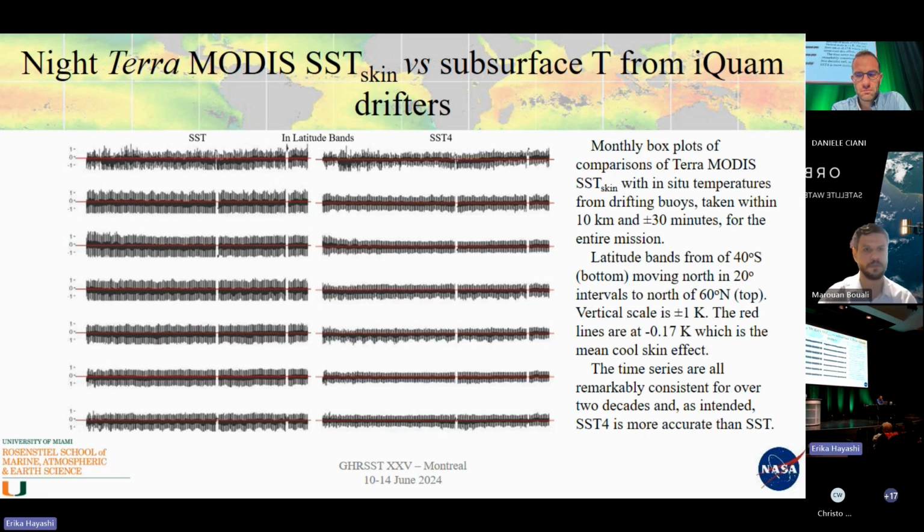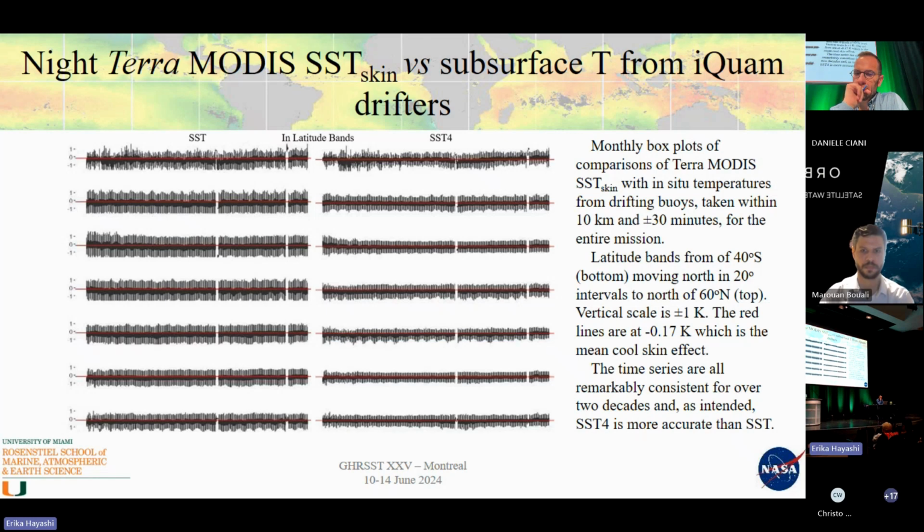The red line is at minus 0.17 degrees, which is the estimate of the global value for the mean skin effect. The skin, being where the infrared radiation is emitted, is about 0.17 degrees colder on average than a subsurface temperature. And again, remarkable consistency.